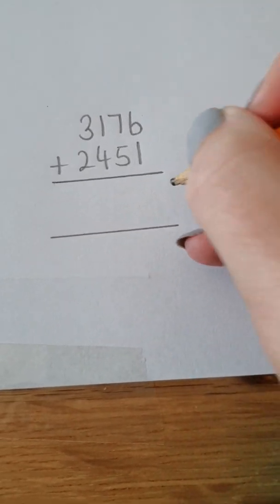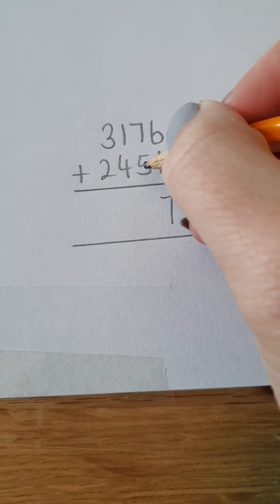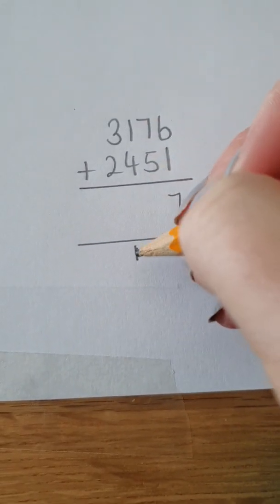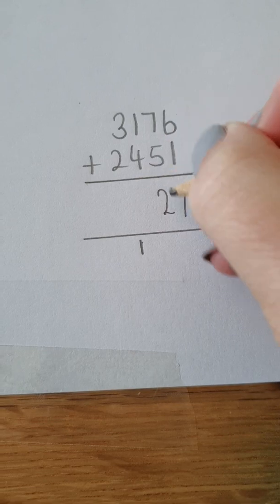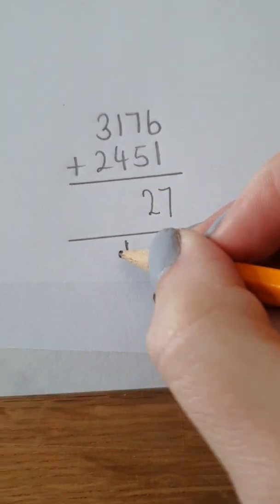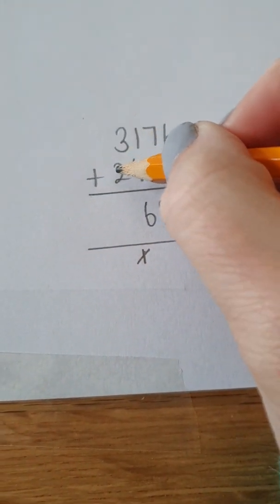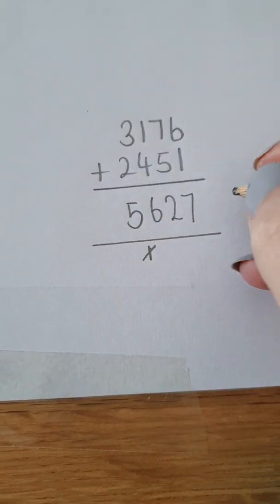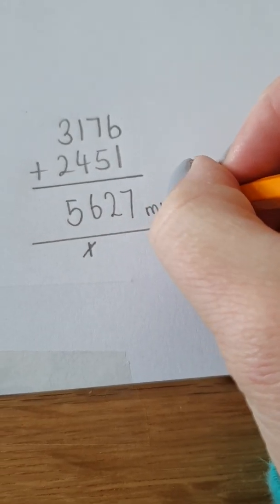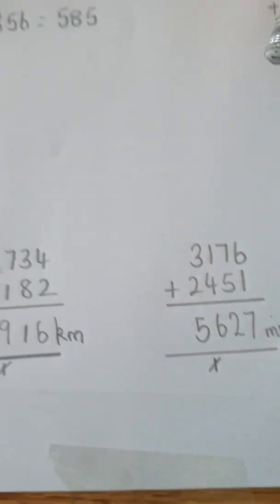So 6 add 1 would give us 7. 70 add 50 would give us 120. So we need to carry the 100 over under our 100 column and put the 20 in our tens column. 100 add 400, add the 100 we've carried over would give us 600. 3,000 add 2,000 would give us 5,000. So they walked a total of 5,627 miles.